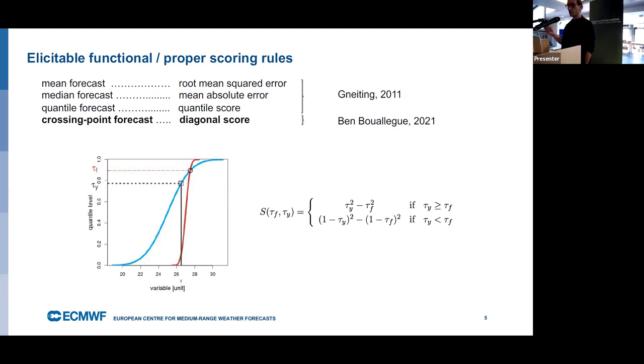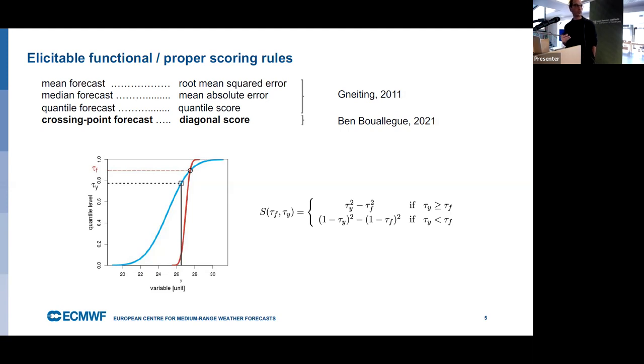There are other examples. For the median, the consistent score is the mean absolute error, which is a particular case of the quantile forecast. For the quantile forecast, we will use the quantile score, right? And to this list, it is claimed in a paper in 2021 that we can add the crossing point forecast and the diagonal score. So this summary measure, the crossing point forecast, has a proper score associated to it.